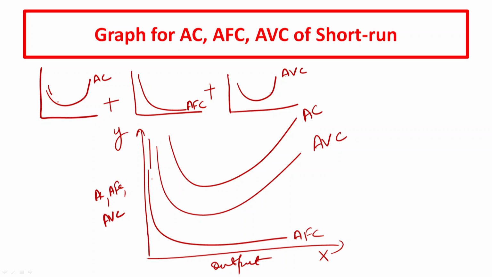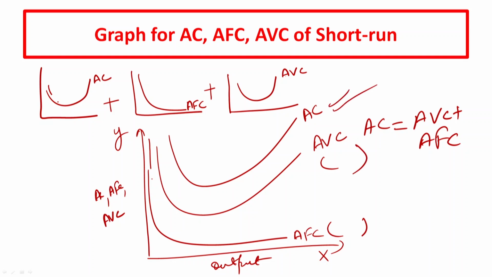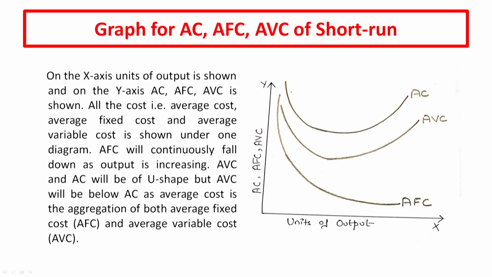point. Why high point? Because your average cost is equal to average variable cost plus average fixed cost. That is why if you are going to add this, then you are going to add this, so definitely you will get this. The same thing is explained with the help of the diagram here. Representing this is the average fixed cost, this is average variable cost, and this is average cost.